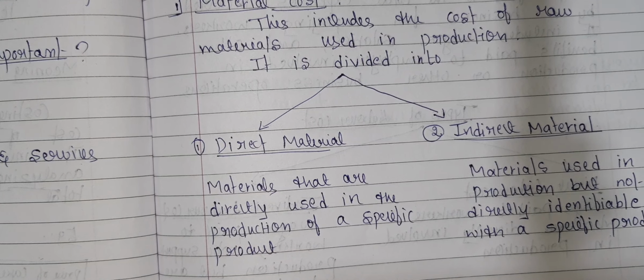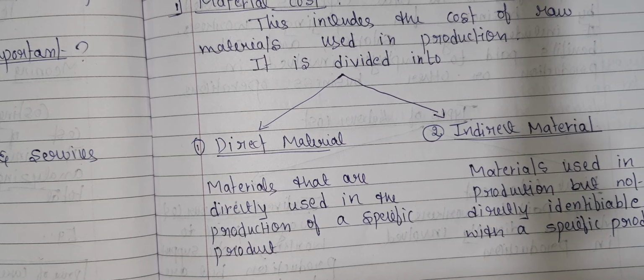And what about indirect material? It means the materials used in the production but not directly identifiable with a specific product. In direct material, we use the materials that are directly used in the production of a specific product. But indirect material means the materials that are not directly used in the production of a specific product.